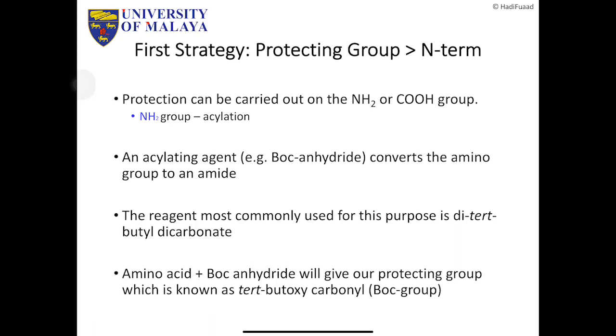So an acylation agent, for example Boc anhydride, converts the amino group to an amide, so you protect it via a temporary amide. The reagent most commonly used for this purpose is butyl dicarbonate or Boc anhydride. An amino acid plus Boc anhydride will give you a protecting group known as butoxycarbonyl, or simply called the Boc group. So in the next few slides until the end, you will see a lot of Boc written. So Boc is basically a protecting group on the N terminal.